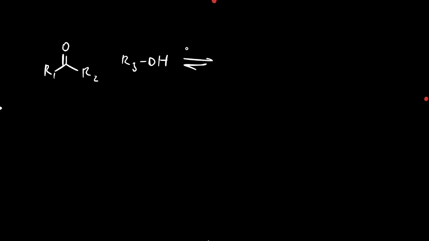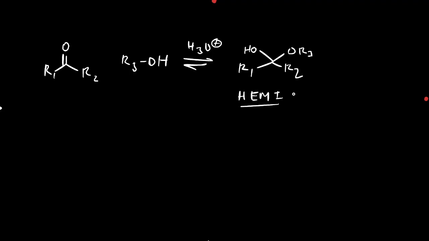Under acidic conditions, what are we going to get? We will get this structure right here. We have an O with our R3 and an OH. Now, this is not an acetal. This is actually a hemiacetal. So it's half an acetal.